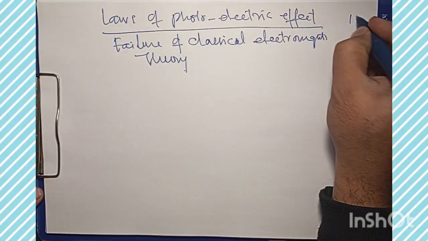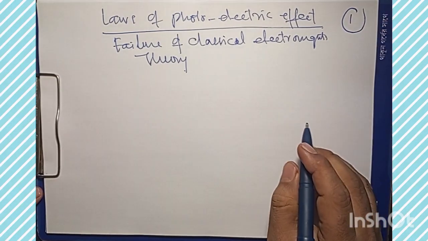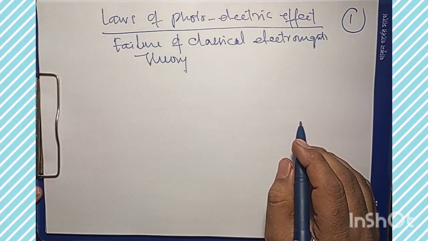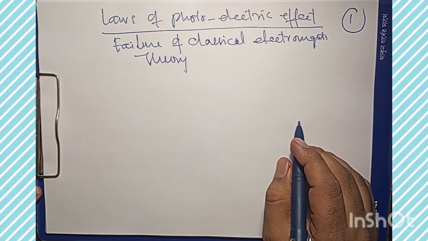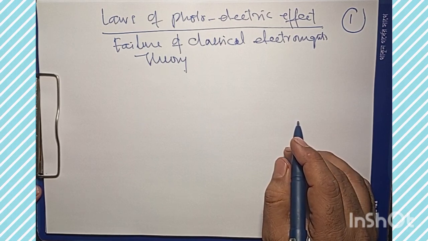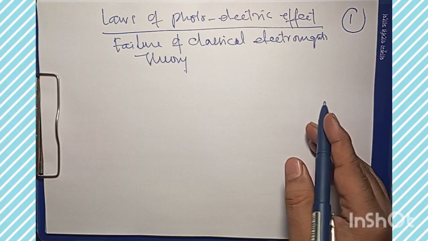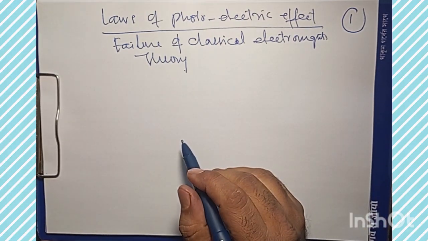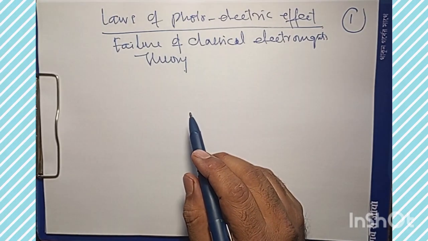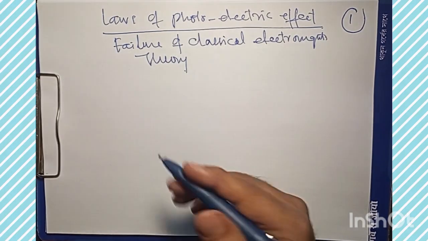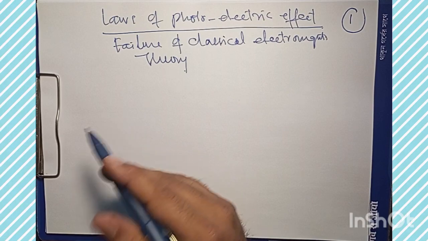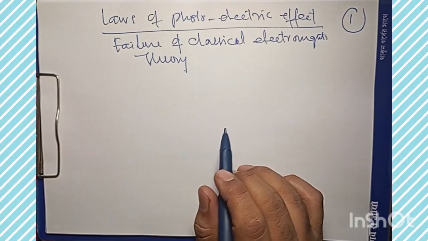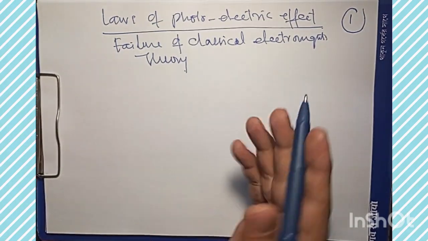Now, in this video, we'll be talking about the laws of photoelectric effect. Basically, these are the statements that we conclude from the previous video, where we had the experimental approach to study photoelectric effect. Now, for each emitting surface, there is a certain minimum frequency.